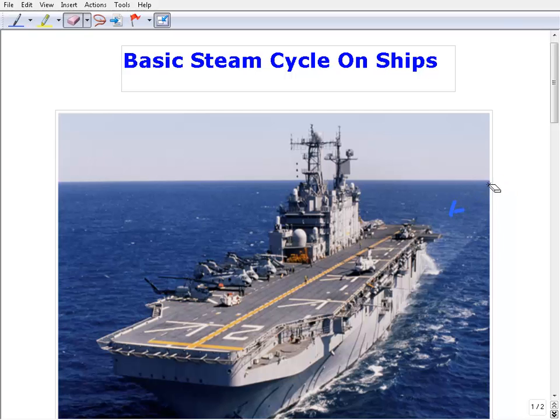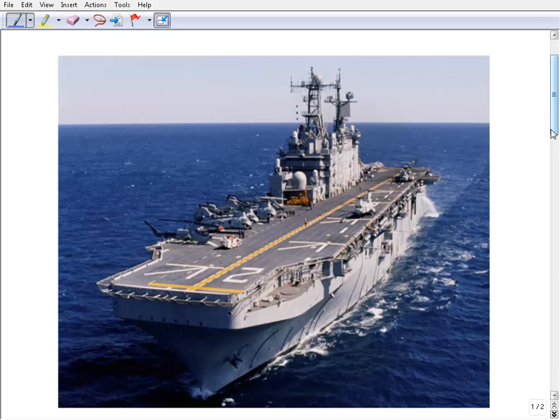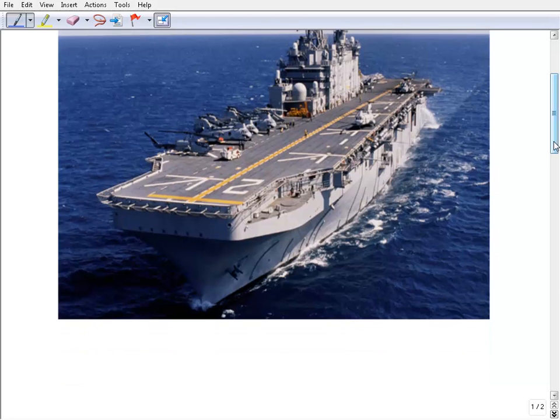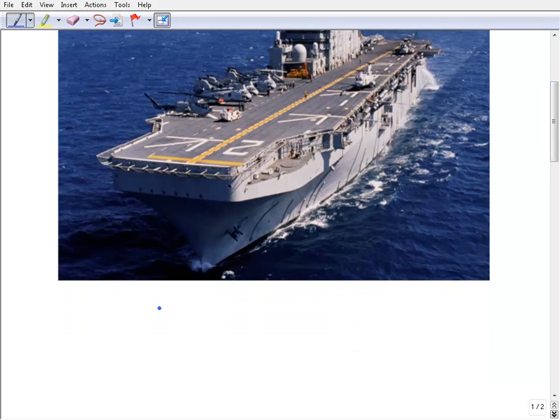All right, so let's go ahead and start here. Let's take a look at this ship. This is a U.S. Navy amphibious ship. Now this particular ship is propelled by a steam plant. Okay, now not all ships run on steam, and I don't know what the particular breakdown is, but I'd probably venture to guess that of all the ships out at sea, maybe 50% are propelled by steam. I could be totally wrong here, but I don't think I'm that far off.